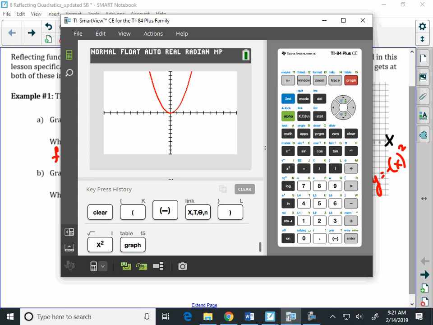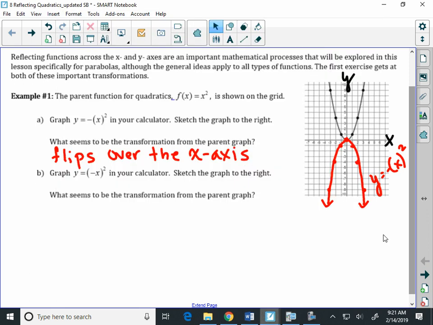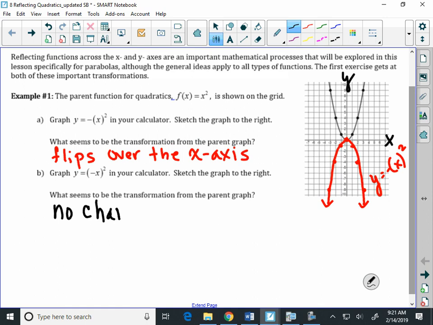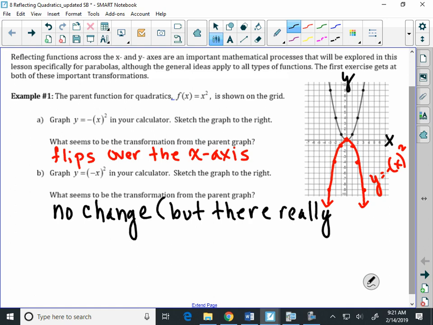So what happened here is, one, we can't see. It says, what seems to be the transformation? Well, we don't see any change here. But there is one. We just can't see it.